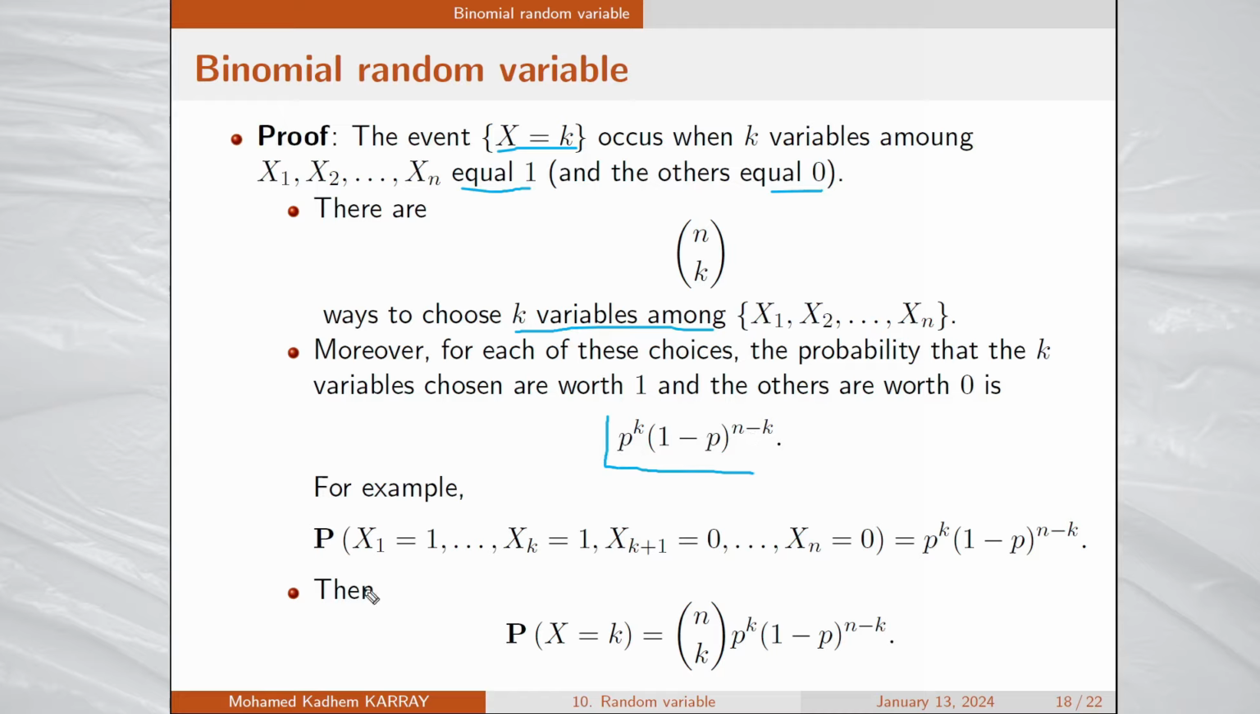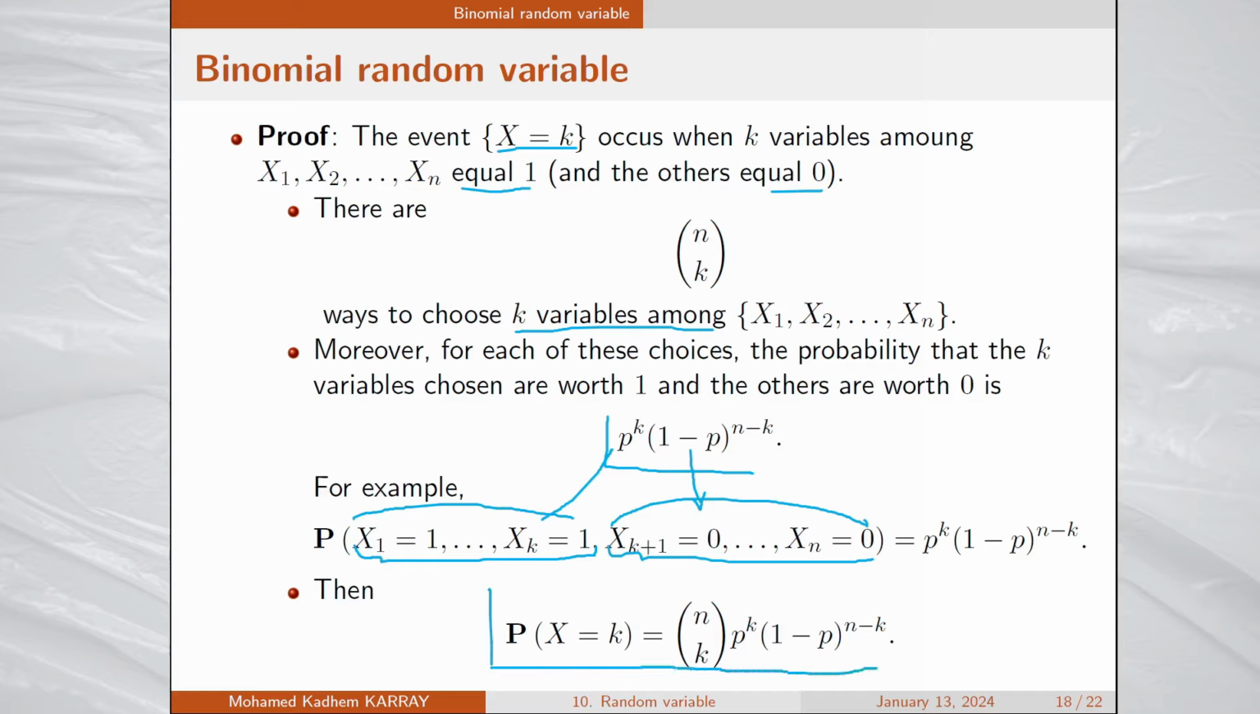For example, the probability that the first k random variables equal 1 and the other ones equal 0 equals p to the power k, which corresponds to this term, multiplied by 1 minus p to the power n minus k, which corresponds to this term here. So finally, we get that the probability law of the binomial random variable is given by the expression stated in the previous theorem.